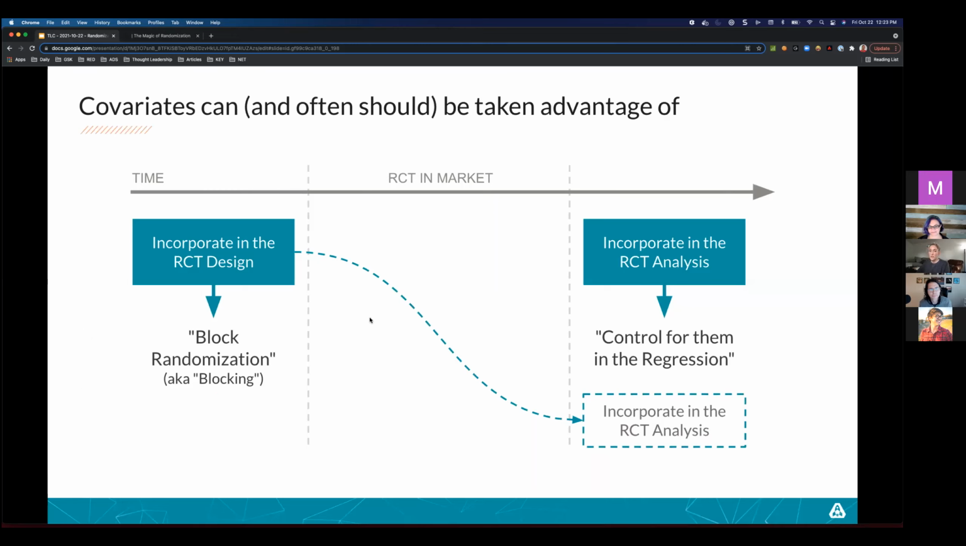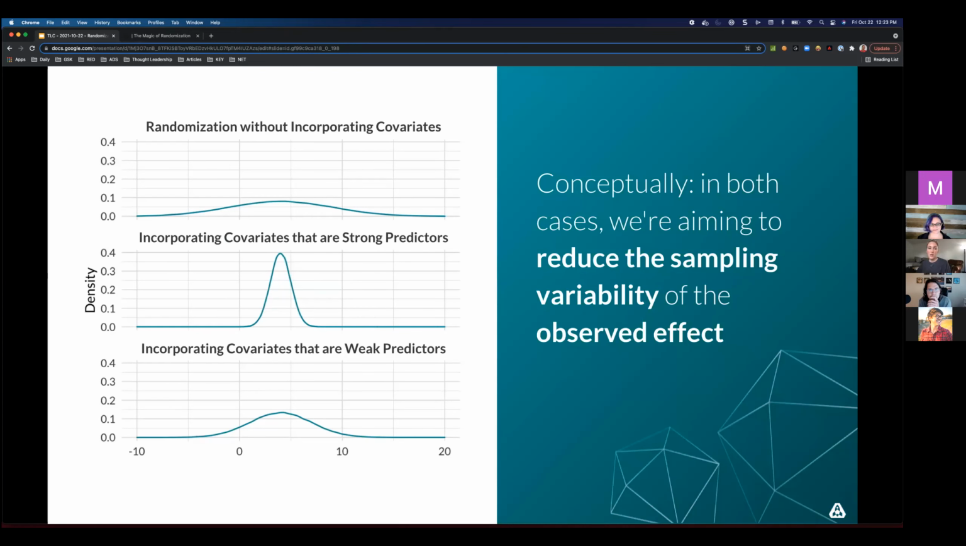So what we are going to talk through today is looking at covariates at two different stages in the timeline of a test. They can be taken advantage of in the beginning when you're designing it, or they can be taken into consideration at the end for your analysis. So let's start with the first one. Actually, conceptually, in both spots, we will be able to reduce sampling variability of our observed effect.